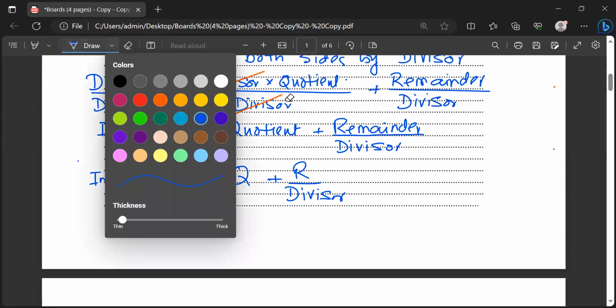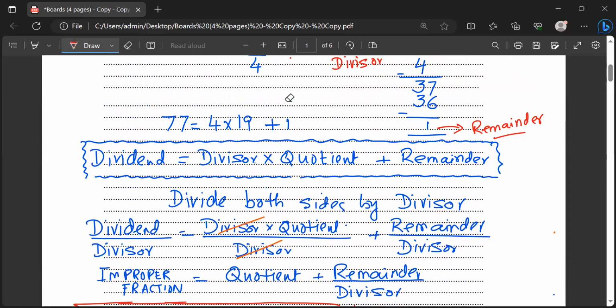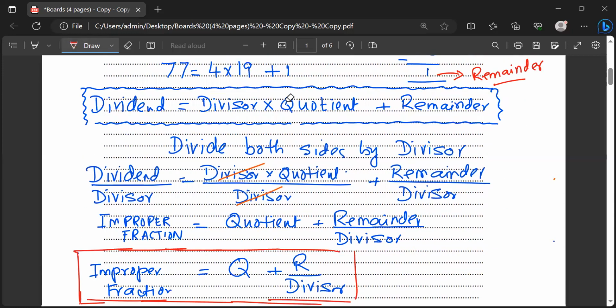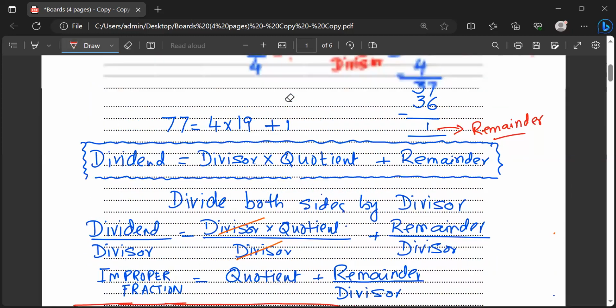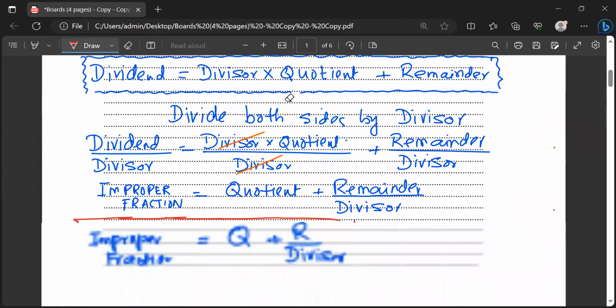Again, this is an important result. Keep in mind this result. This is applicable for numbers and in algebra as well. So any improper fraction can be written as quotient plus remainder over divisor. Let us start with this second example. It was 77 over 4.